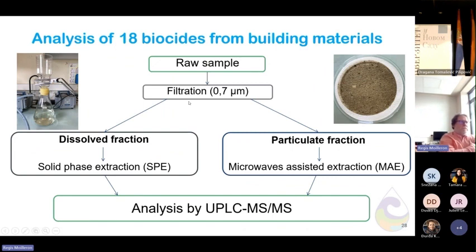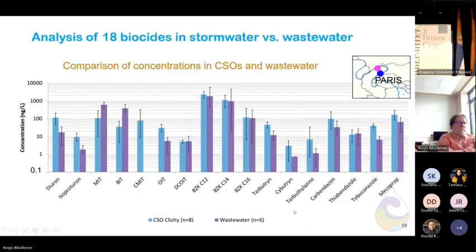So we analyze them in the lab with two approaches, with the dissolved fraction and the particulate fraction. So we filter the samples and we separate both fractions. And the dissolved fraction is analyzed after a solid phase extraction, like I showed before, and the particulate phase is analyzed with microwave extraction. And all of this is quantified by liquid chromatography and mass spectrometry.